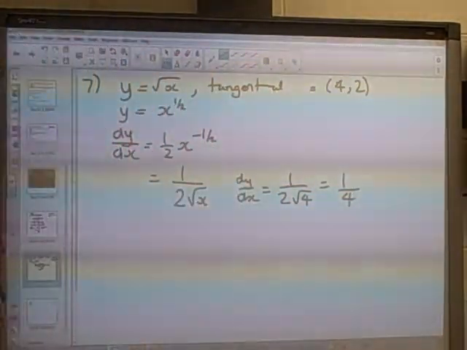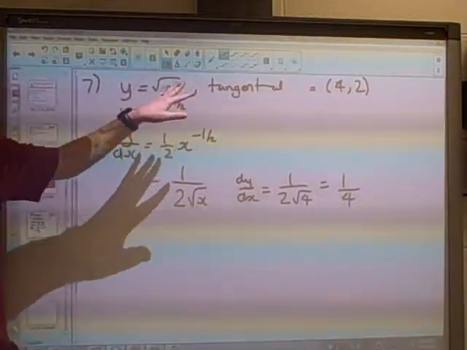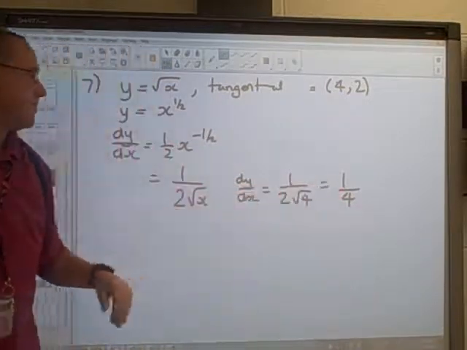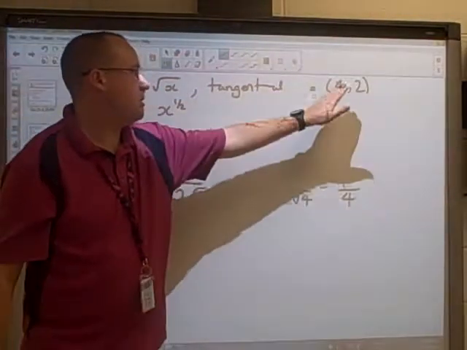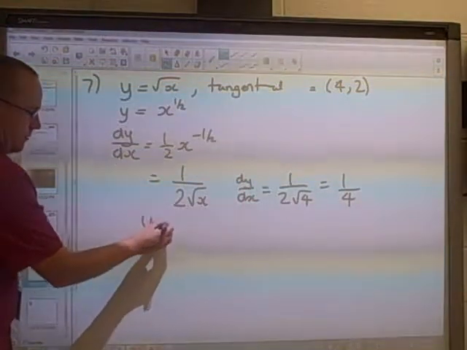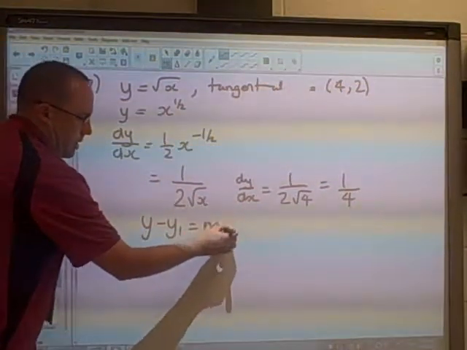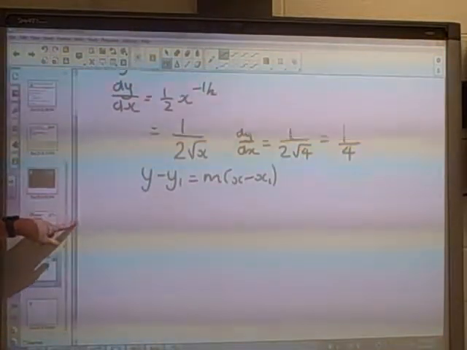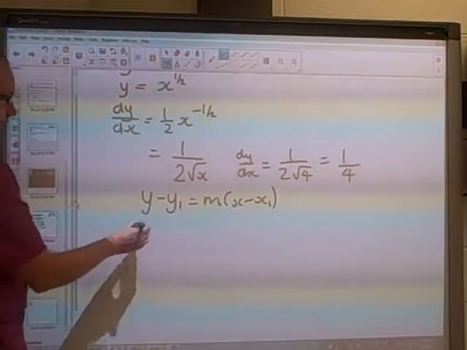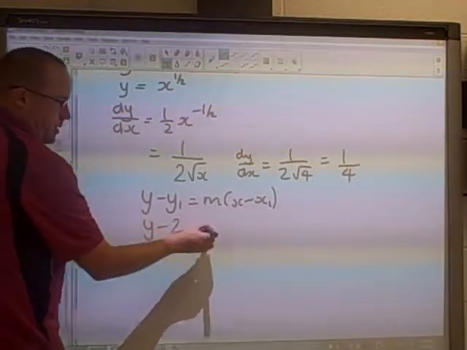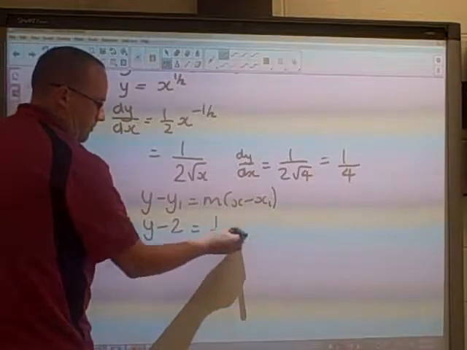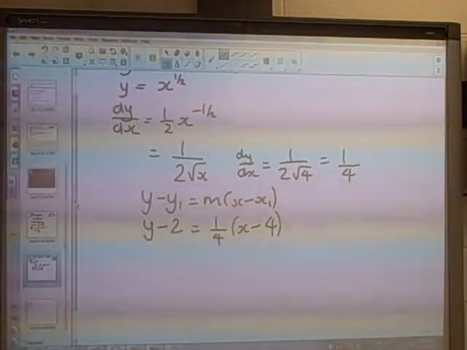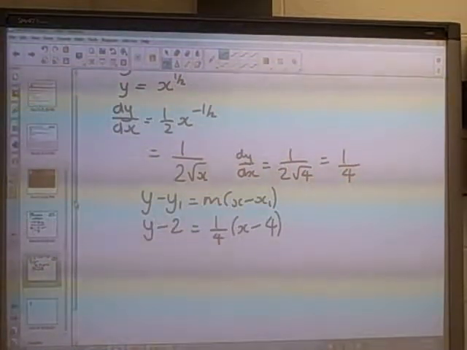Worth reminding you at this point as well, if the question said normal, we'd do the negative reciprocal at this stage. So flip to get 4 over 1 and make it negative, so negative 4. This one's just tangent, so I've got my slope and my point. So point-slope formula now: y minus y1 equals m times x minus x1. I'm now just going to plug in those numbers. The y value was 2, the slope we just had was 1/4, and then x minus the x value, which was 4. It just says find an equation, so technically I could stop at this point.